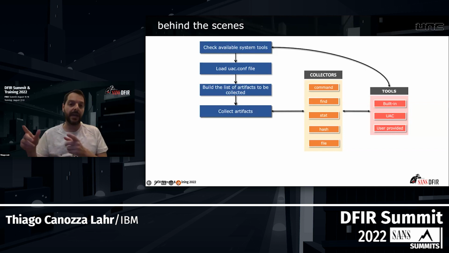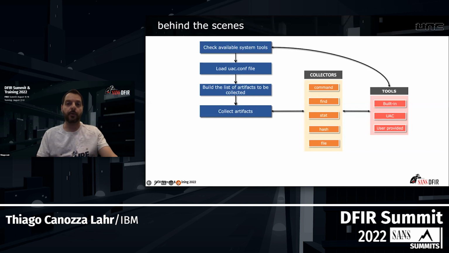There's the stat collector, which collects file system metadata information using the stat command. There's the hash collector, which, like the name says, will hash files for you using one of the hash algorithms that you set in the configuration file. And the last one is the file collector. This one will just collect raw files for you. So you can set UAC to collect /etc and /var/log, and the raw files will be collected and stored in the same path structure in the output file.